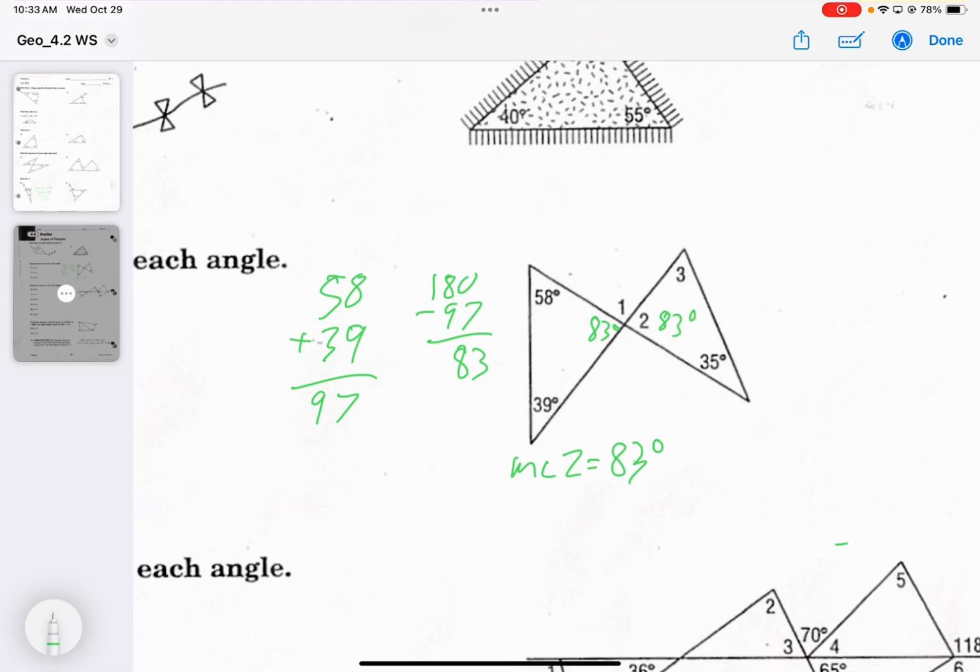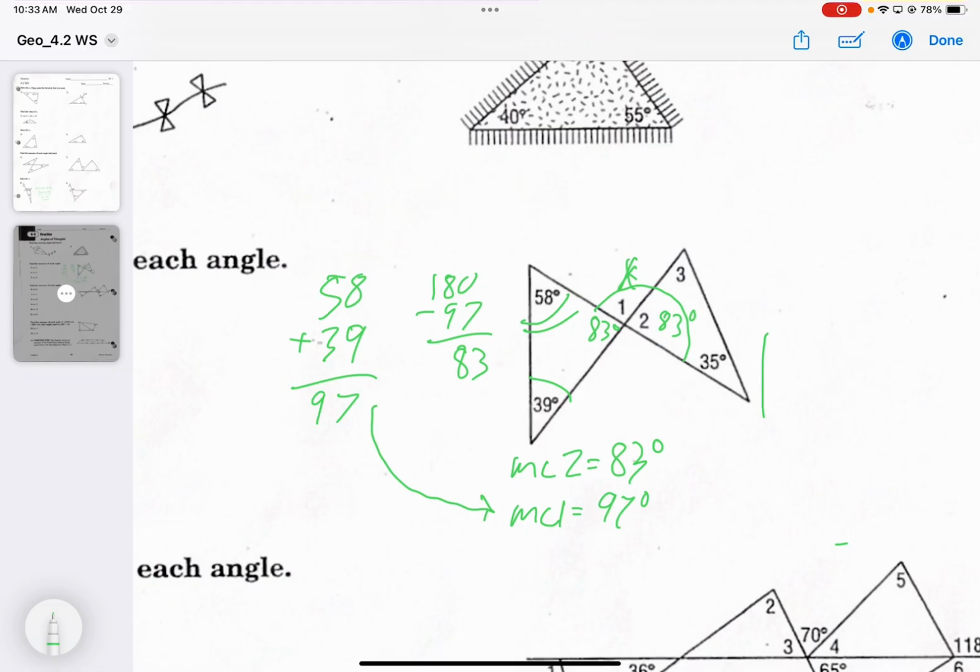Cool. And then you could pretty easily find what angle 1 was, right? Because it's supplementary. Which would be what? Measure of angle 1 is? Oh, 97. Good. Which comes, honestly, from here. Because you could think about these two angles being the remote interior angles to angle 1. So you could have done it that way as well, too.